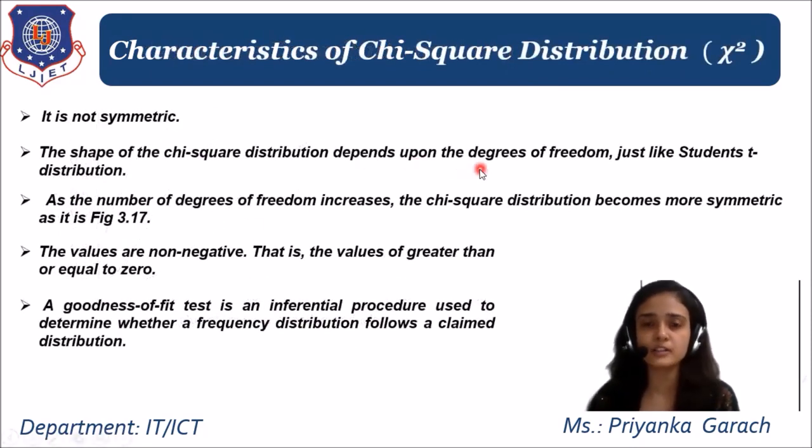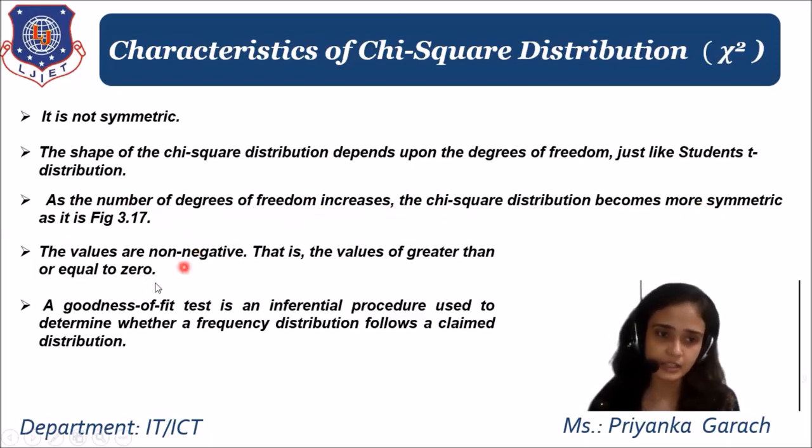So it depends on the degrees of freedom. Also, you can see that as the number of degrees of freedom increases, the chi-square distribution becomes more symmetric, which we have already seen. The values are non-negative, that is, the values are all greater than or equal to 0.